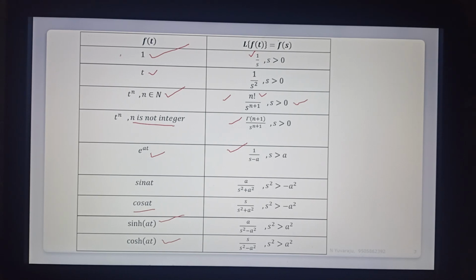These are the basic functions, and their Laplace transformations are given by these formulas. These are very important formulas, and we will use these properties in all the problems.